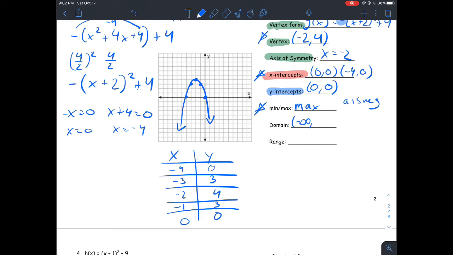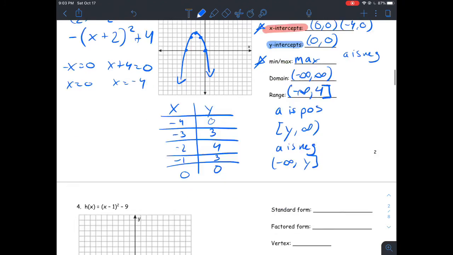The domain, of course, is negative infinity to positive infinity. Now, since it opens down like a frown, the range is negative infinity to your y value, which is 4. Okay? So I want you to keep that in mind. Remember, I know I taught you guys this. When a is positive, your range is going to look like your y value to positive infinity. When a is negative, it's going to look like negative infinity to the y value of your vertex.